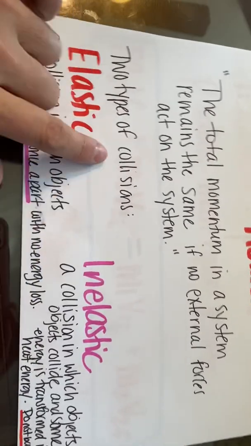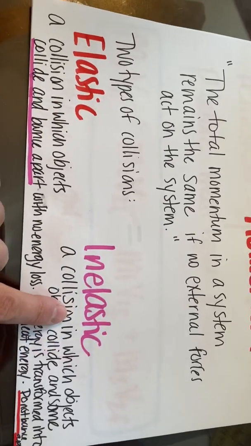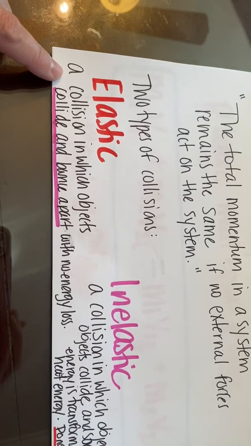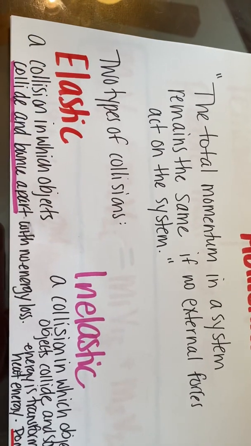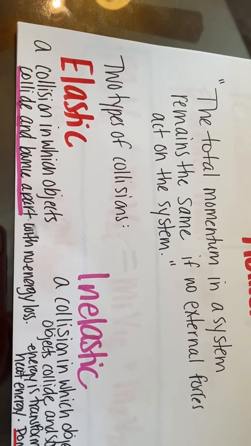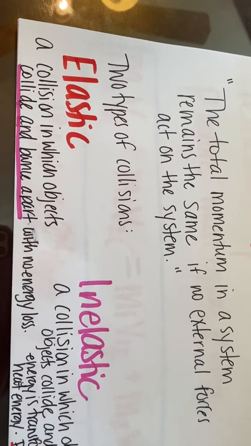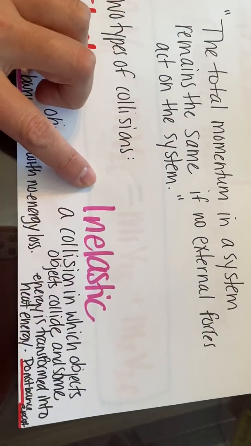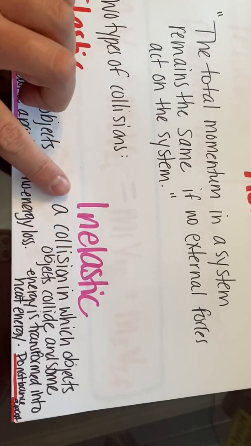So there are two types of collisions we're going to look at in these problems. There are elastic and inelastic collisions. An elastic collision is when two objects are going to collide and bounce apart from each other, and there's no energy loss. So the momentum may be transferred, and it's going to cause a change in the velocity of the two objects. An inelastic collision is one where the objects collide and some energy is transformed into heat.